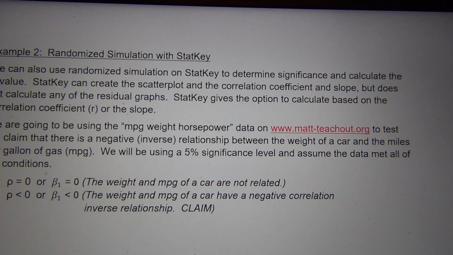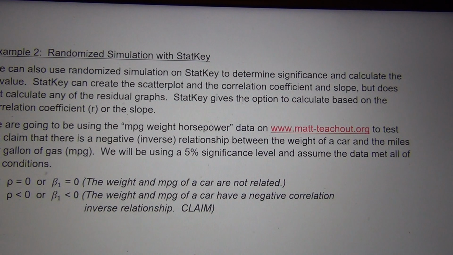So we're going to try to do a negative correlation hypothesis test using StatKey. Again, we're using the miles per gallon and horsepower for cars in our car data on my website. We'll be using a 5% significance level, and again assume the data met all the conditions.